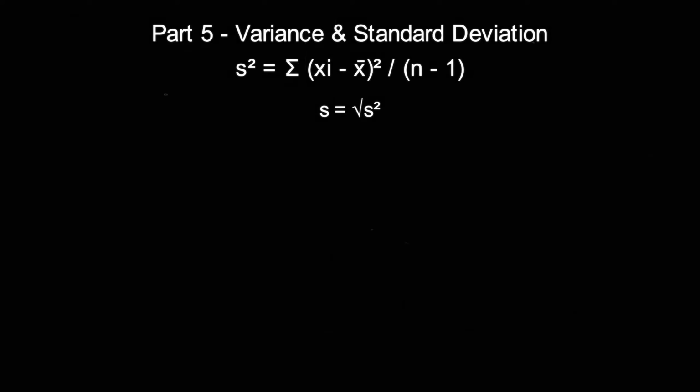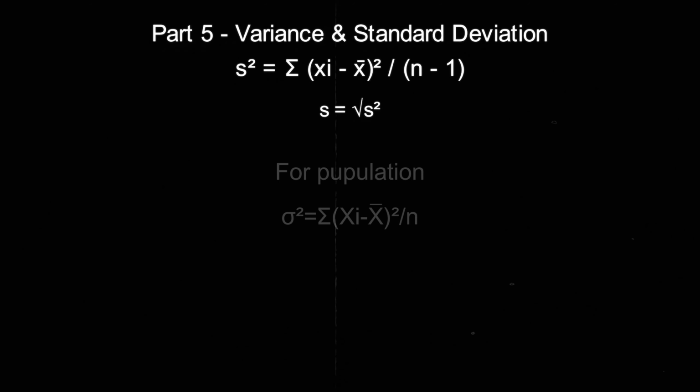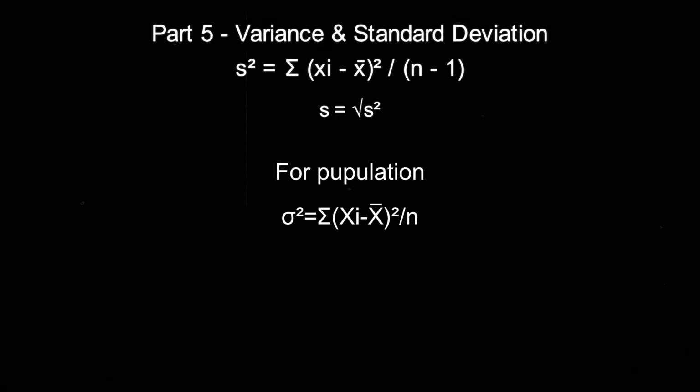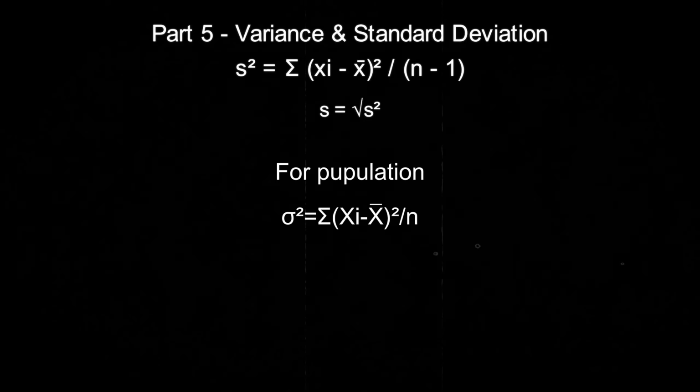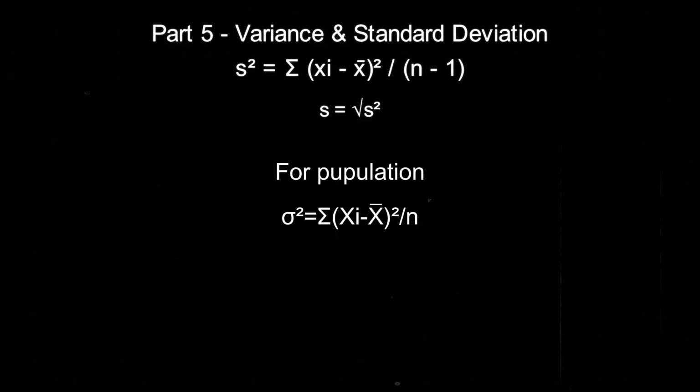Variance measures the average squared deviation from the mean. For a sample, S squared equals the sum of (x sub i minus x bar) squared, divided by n minus 1. For a population, sigma squared equals the sum of (x sub i minus mu) squared, divided by n. Note, we divide by n minus 1 for a sample to get an unbiased estimate.